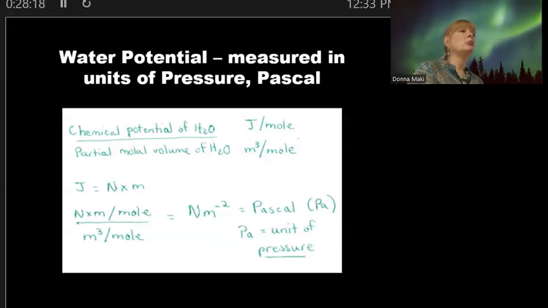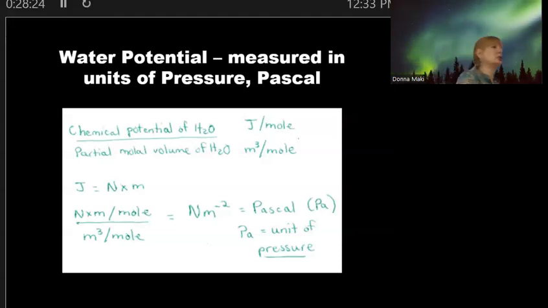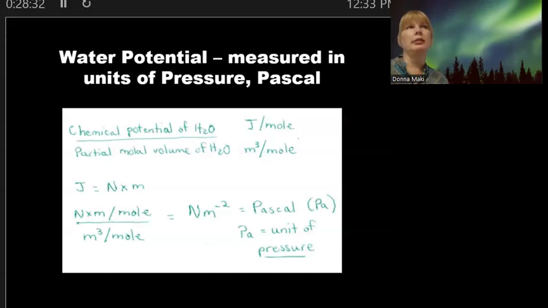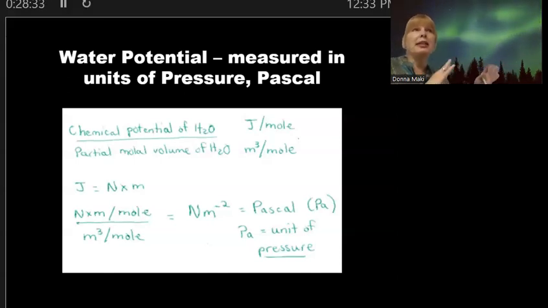Pressure is much easier to measure in practicality, in real life, than the chemical potential of a solution. That's a pain. But pressure of a solution you can measure much more easily. So that's the main reason why they did this. It's just easier to think about, easier to talk about, easier to measure, all right?